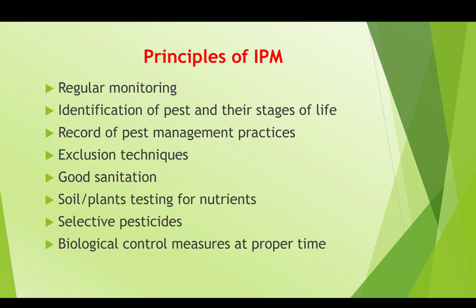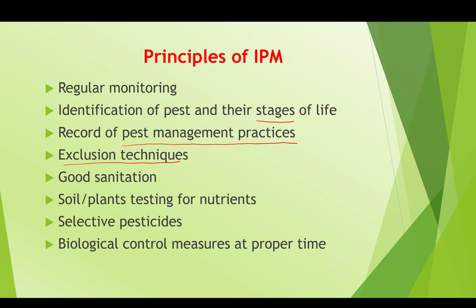Next, the principles of integrated pest management. First, we have to regularly monitor the area, our field, regularly. Okay, so that without occurrence of the pest we can control it at its initial stage itself. Identification of pests and their stages of life. Their stages are very important. At an earlier stage it's very easy to handle it. Record of pest management practices. What are the different management practices we are adopting inside the greenhouse? We have to maintain a record.